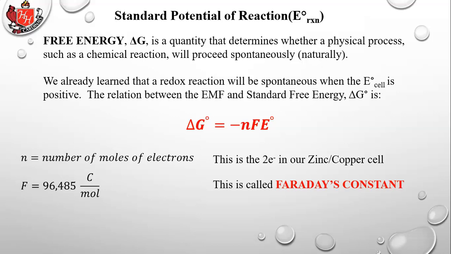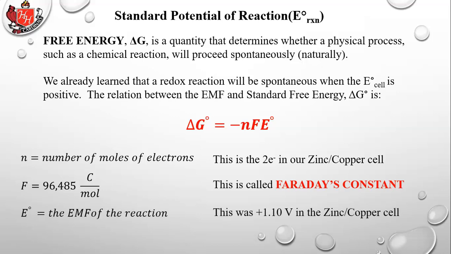F is called Faraday's constant. It's how many coulombs of electric charge you get per mole of electrons. That's very simply what it is. And there it is. It's 96,485 coulombs of electrical charge in 1 mole of electrons. That's called Faraday's constant. And then there's the standard EMF of the reaction. So this was the 1.10 volts in the zinc-copper cell.